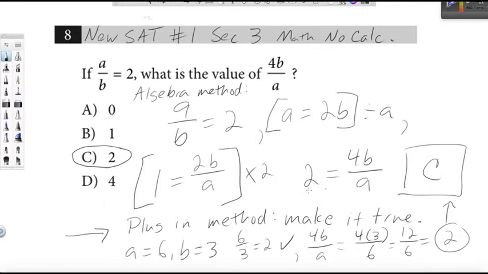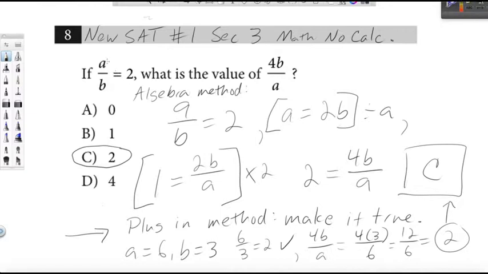And then also here's the somewhat easier way of just plugging in. And when you plug in some cases, you do what I call make it true. So basically we're just making it true. We're picking two numbers where a over b equals 2. And it really doesn't matter what numbers we choose because those are the only guidelines the question is giving us. If it's all that the question tells us, it's all we need to worry about.